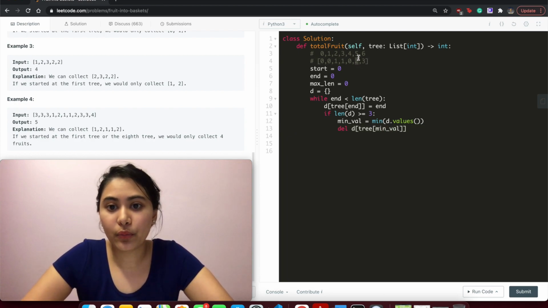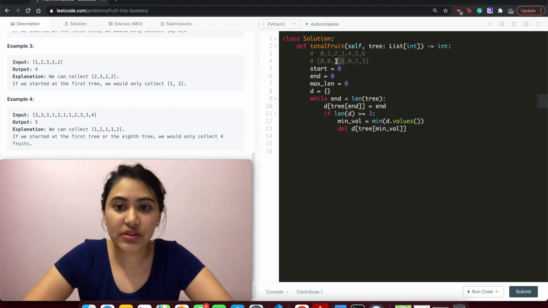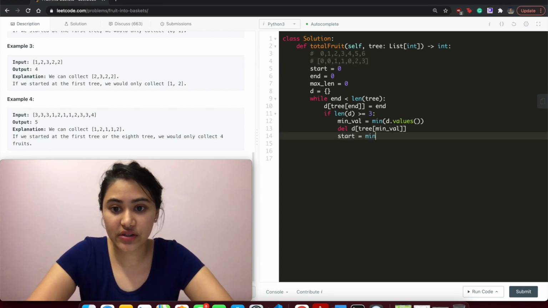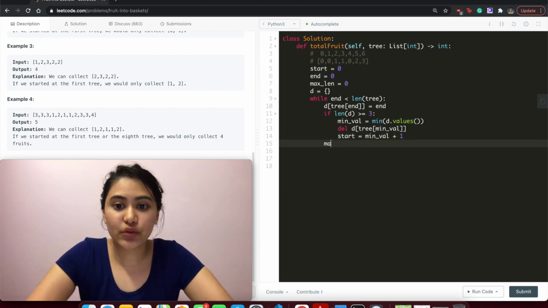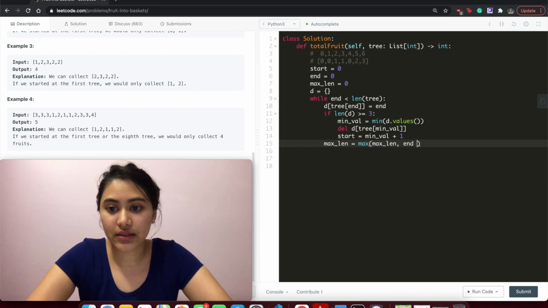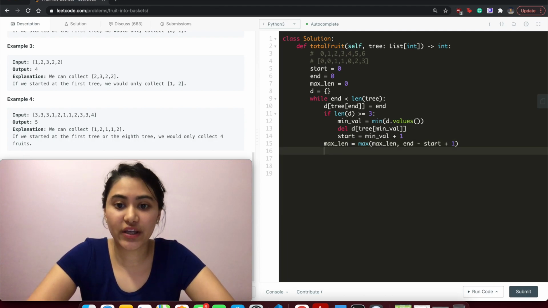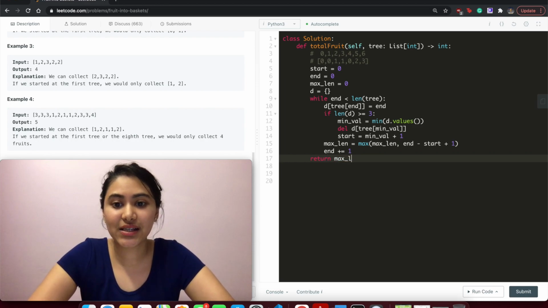So over here, we are in this example right here. The last place we've seen 1 was index 3, and the last place we'd seen 0 was index 4. The min val here would be 3, and we get rid of 1s. So we do tree of 3, which is 1, and delete that from our dictionary. So we only have 0 and 2. We update start, so start equals min val plus 1. And we want to make sure we keep updating max len, so max of max len and end minus start plus 1. So each iteration we update max len, and we also increment end each time. After we're done with this while loop, we return max len.